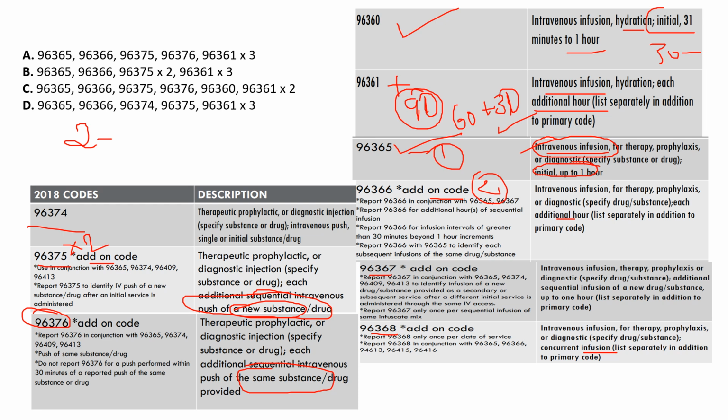Lastly, the patient got dehydrated, so they did 3 hours of hydration procedure. In this hydration, you cannot code the primary code. Instead, you have to code your add-on code 96361. 3 hours means with unit 3. Okay, so you can check, answer B is correct: 96365, 96366, 96375 with units 2, 96361 with units 3.